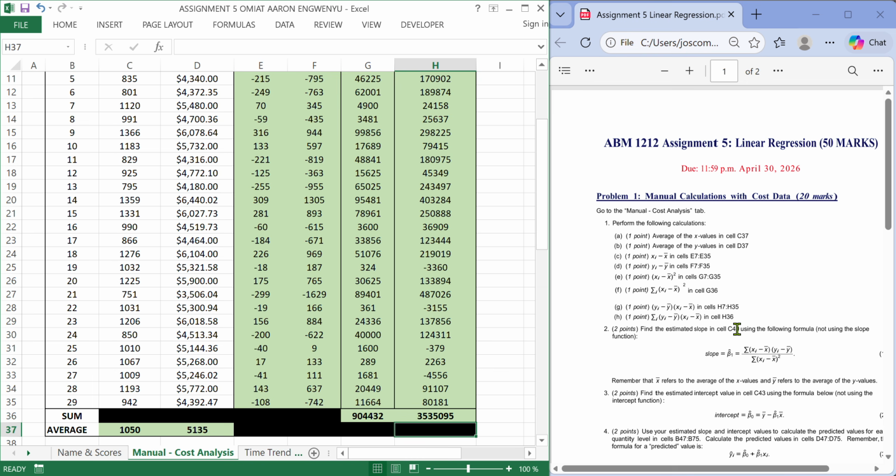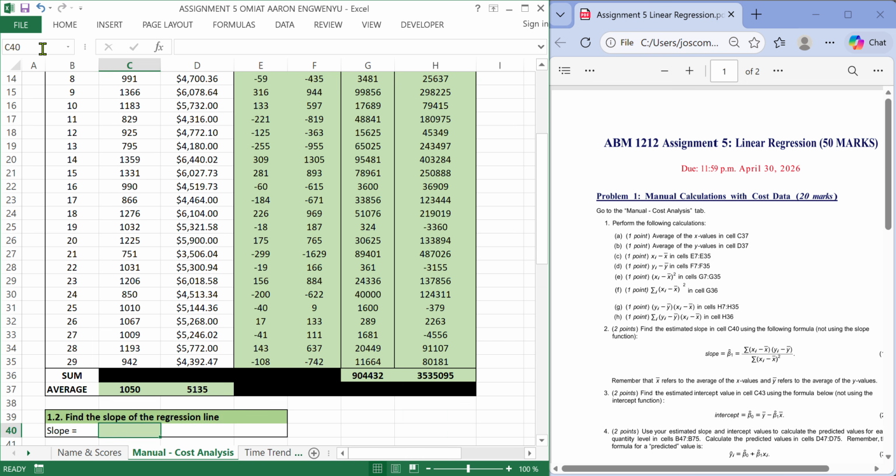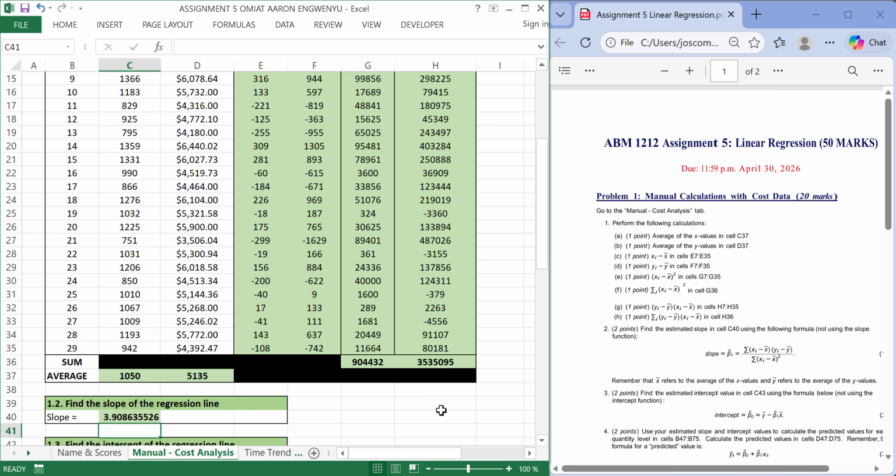Find the estimated slope in cell C40. So I click here and type C40 so that it takes me straight there. I don't have time to be looking. Using the formula equals, the summation of the product of x minus x bar and y minus y bar, divided by the summation of the square of x minus x bar. So that over, where is my slash, this. And you get my answer there.